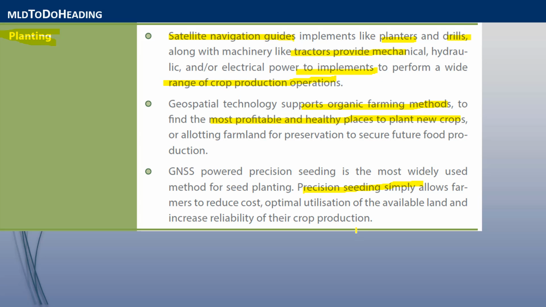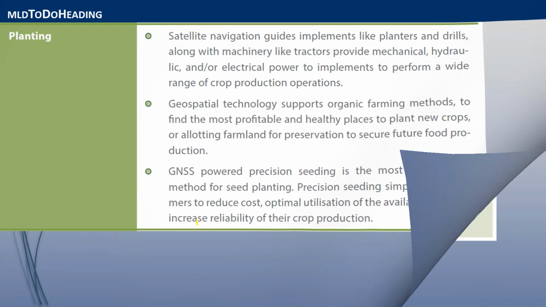If you are an agriculture student, you might know this precision technique better than me. So GNSS is a geospatial technology. It can help in precision farming. This will allow farmers to reduce cost and optimally utilize the available land and resources.